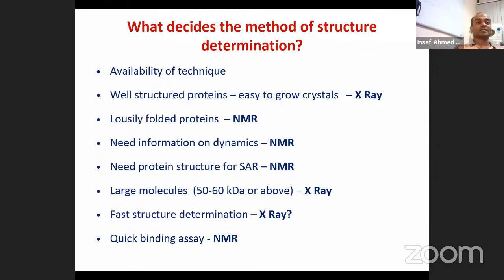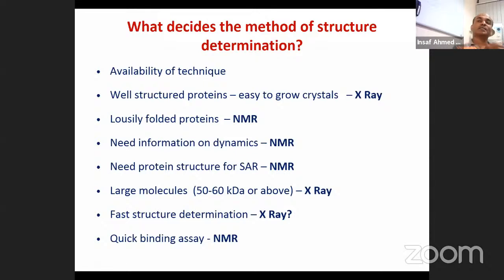Second is a well structured protein that is easy to grow crystals. If your protein is properly folded, you can easily grow crystals. If your protein is not easily folded, then you will struggle. In that case, better you go for NMR. Don't spend your time on X-ray. For largely unfolded protein, anyway, you have to go for NMR.